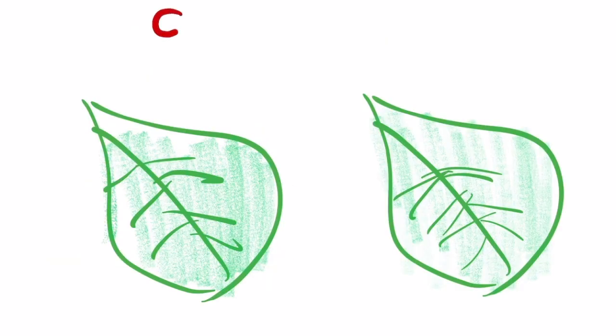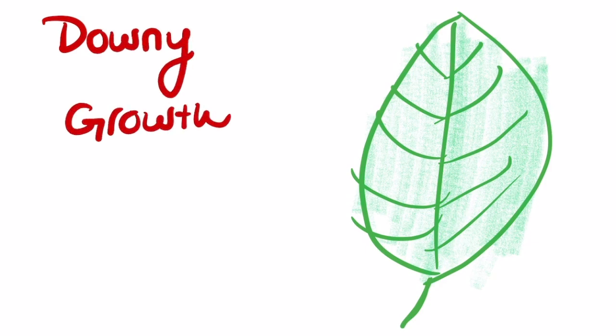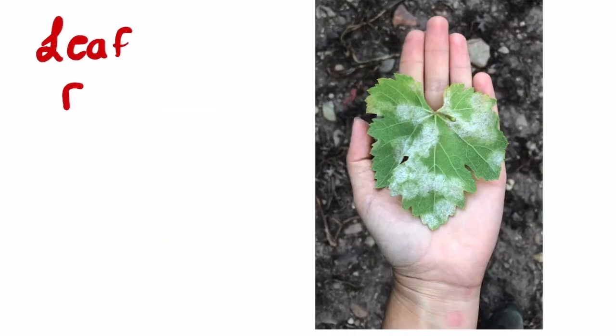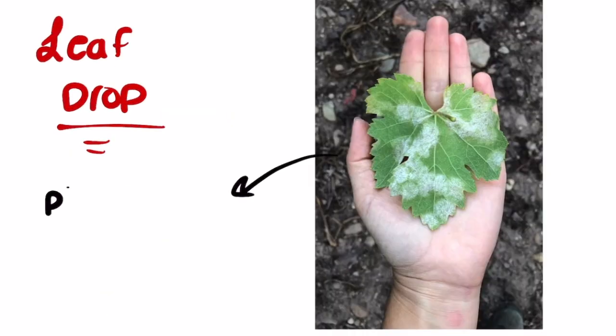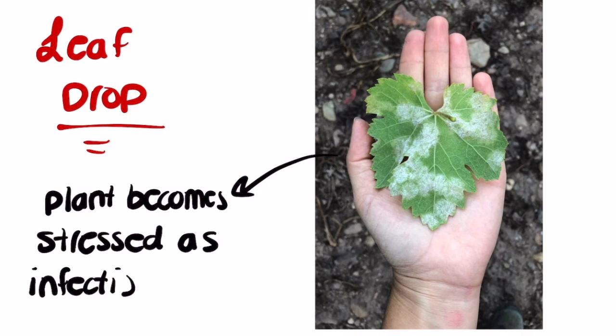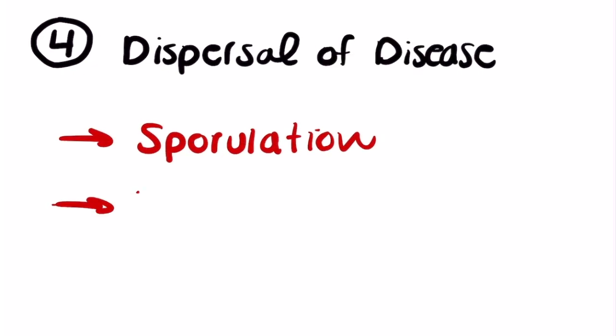In chlorosis, leaves turn yellow due to breakdown of chlorophyll. Downy growth is the appearance of downy white or gray growth on the underside of the leaves. Followed by leaf drop, in which the plant becomes increasingly stressed, leading to wilting and eventual leaf drop. Step 4 is dispersal of disease, which is through sporulation and the infection cycle.